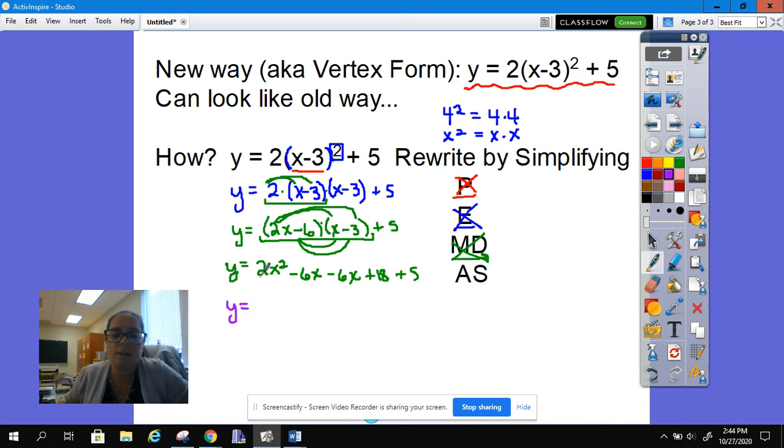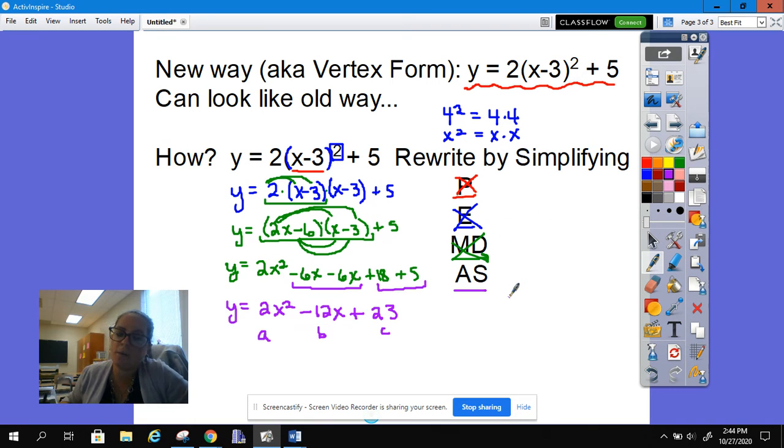I do not have any other x squared, so that's my only x squared. Here are my x's. These are called linear terms, so I can combine those and get a minus 12x. And these are my constant terms, or just the numbers, and I can add those together and get 23. And this is now the old way, where I have an a and a b and a c, and I can use all of the things that help me graph in this format here.